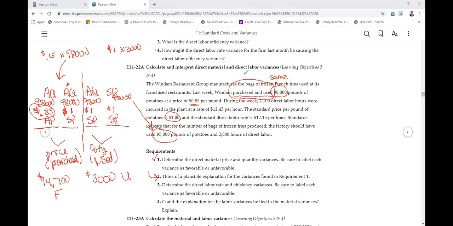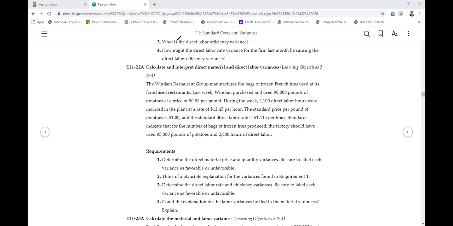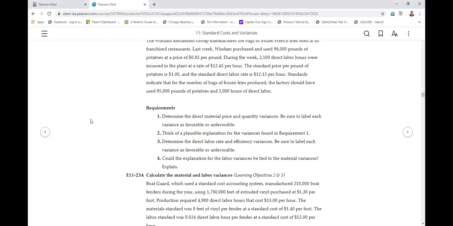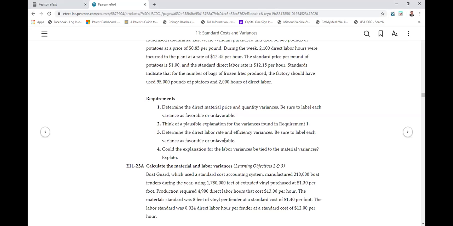All right, so that would be the first one. Now keep these numbers in mind, because these numbers, the price variance and the quantity variance, specifically the quantity variance, could be linked to the labor variances. So now, let me clear this. Now let's take a look at requirement number 3, which is the rate and efficiency variance.